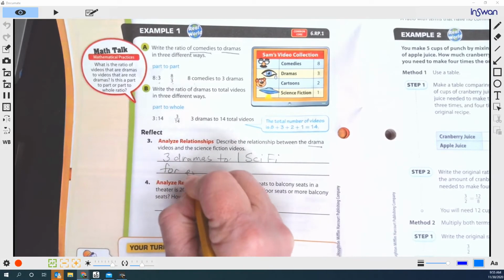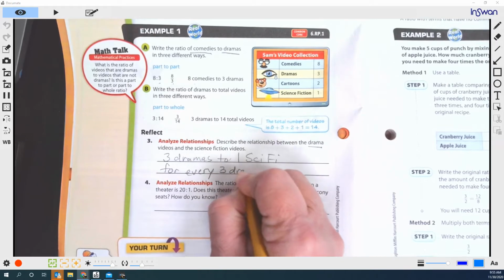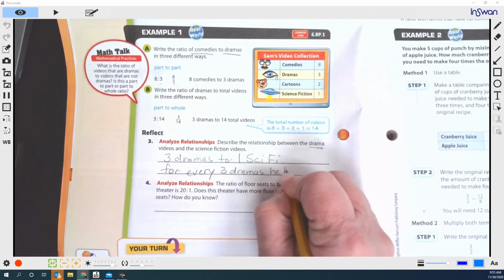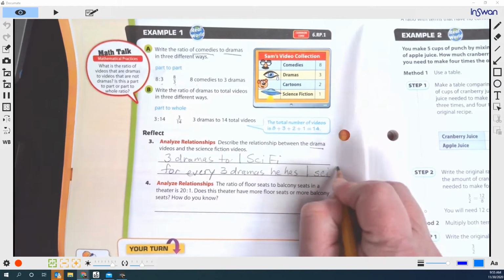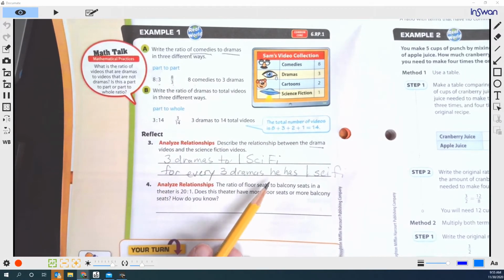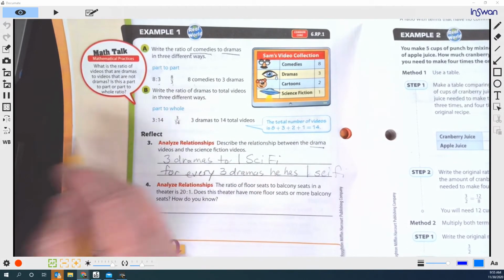For every 3 dramas, he has 1 sci-fi, which means if he had 6 dramas, he would have 2. So if you look at the relationship between all of those, you could do it proportionally.